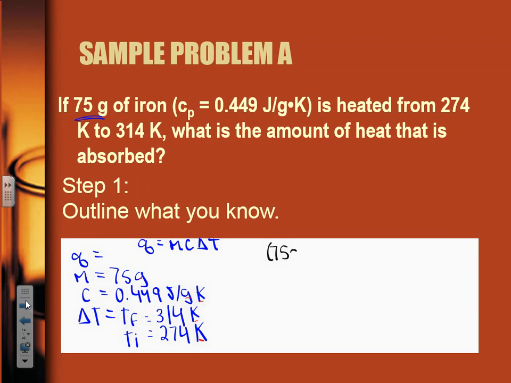So 75 grams, 0.449 joules. Actually, let me write it like this: joules per gram Celsius. Oops, excuse me, Kelvin. And we're going to plug in delta T. We need to do the final temperature minus the initial temperature to get the change in temperature. So 314 minus 274 gives us 40 Kelvin. Okay, so we're just going to multiply those values, but I do want to point out that the units are going to cancel out. You don't have to plug them in with the units. So that's 75 times 0.449 times 40, and you will get 1347 joules as your answer.